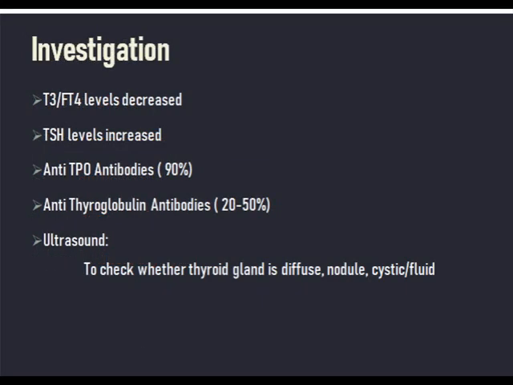For lab investigations, the patient's thyroid profile is carried out. It reveals decreased T3, T4 levels, elevated TSH levels, presence of anti-TPO antibodies and anti-thyroglobulin antibodies. In some cases, ultrasounds may be carried out to investigate the cause of enlargement of the thyroid gland. It will show whether the thyroid gland is diffuse, nodular, cystic or filled with fluid.